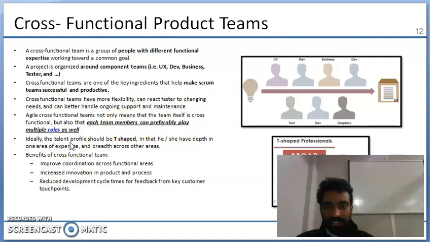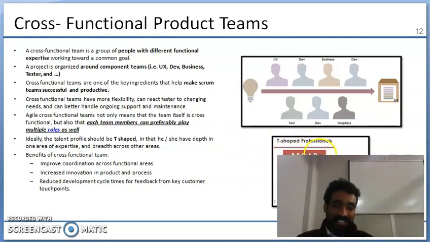In the development phase, he can be a developer, and in the testing phase, he can even test it. Coming to the benefits of the cross-functional team, it can improve coordination across functional areas, increase innovation in product and processes, and there are different types. And coming to saying that a person can do multiple roles, what should his skill set be?